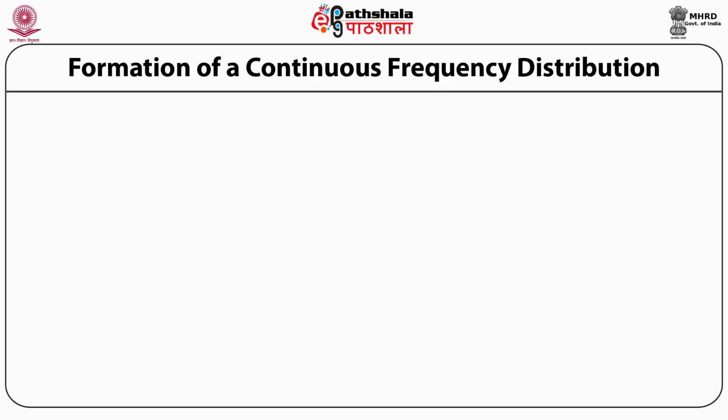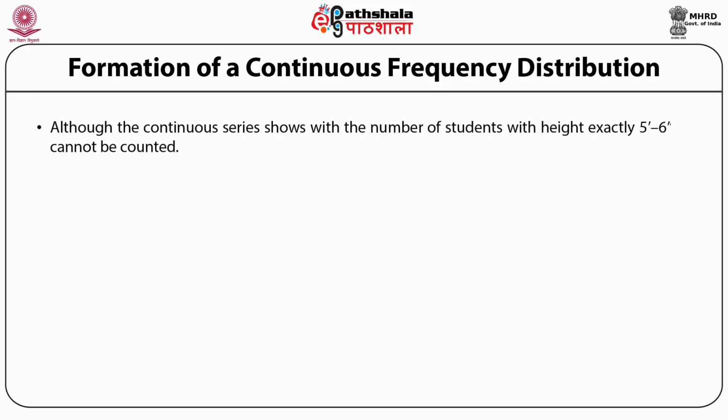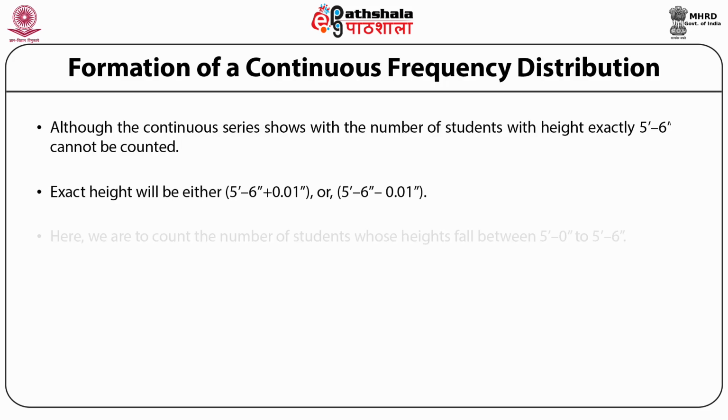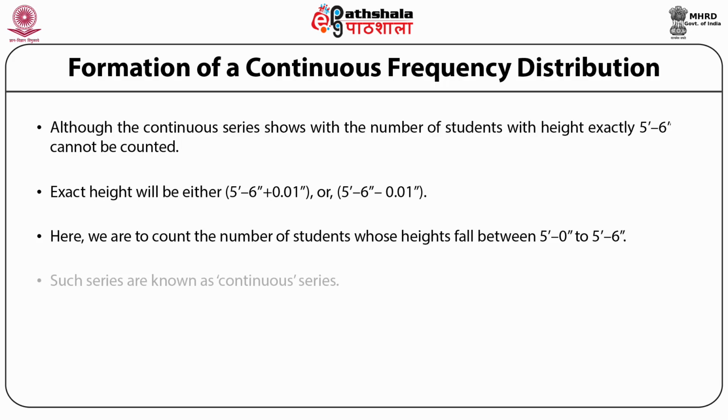Now the next one is formation of a continuous frequency distribution. In a continuous series, the number of students with height exactly 5.6 inches cannot be counted. Exact height will be either 5.6 plus 0.01 or 5.6 minus 0.01. Here we are to count the number of students whose heights fall between 5 feet to 5.6 inches. Such series are known as continuous series.